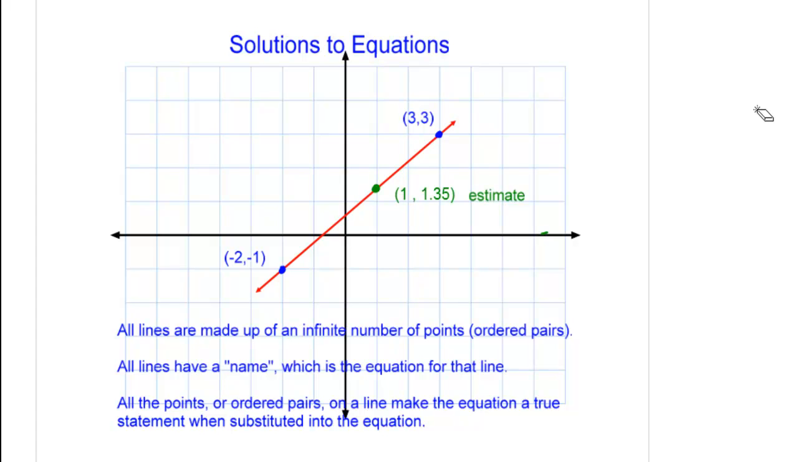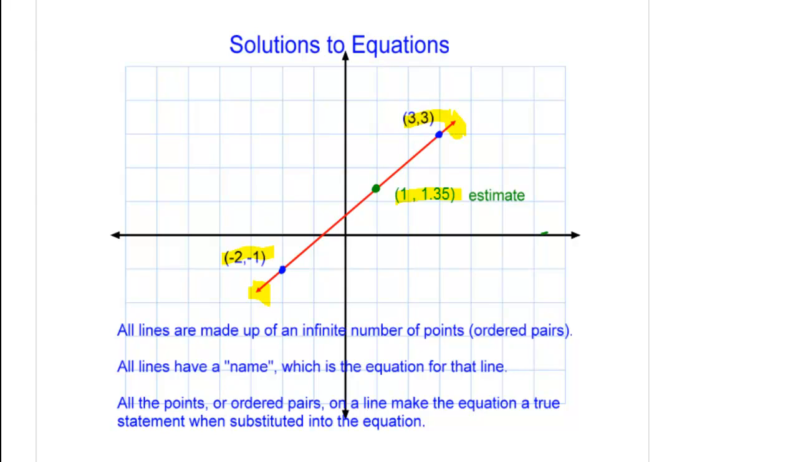So here's an example where we have the ordered pair 3, 3, the ordered pair 1, 1.35, and the ordered pair -2, -1. These three ordered pairs all are on this one line. Now, all lines are made up of an infinite number of points or ordered pairs. You can think of the line as having so many infinite points that they end up blurring into this one line. And so that's what the line really is.